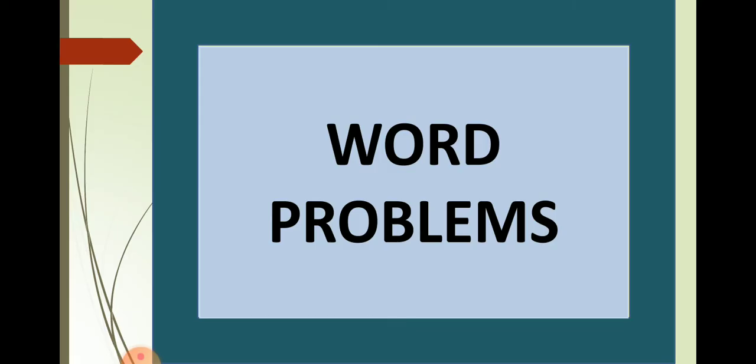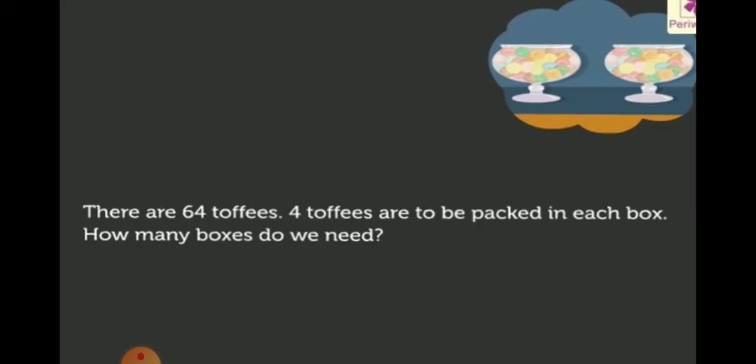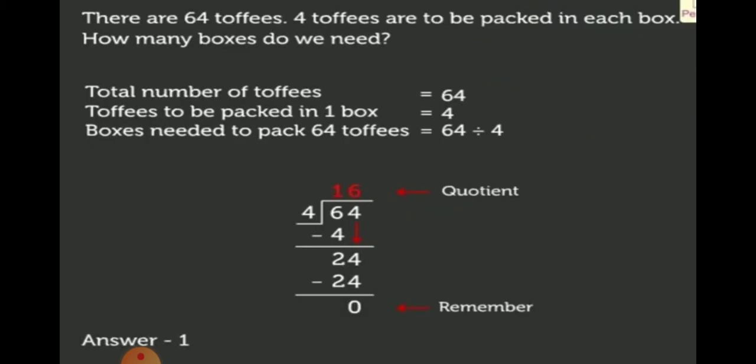Now let us see some word problems on division. There are 64 toffees. 4 toffees are to be packed in each box. How many boxes do we need? Okay, so first we have to write the statement: total number of toffees, that is 64. Toffees to be packed in one box, you can see 4. Boxes needed to pack 64 toffees.